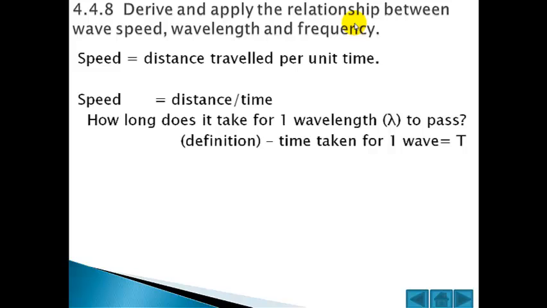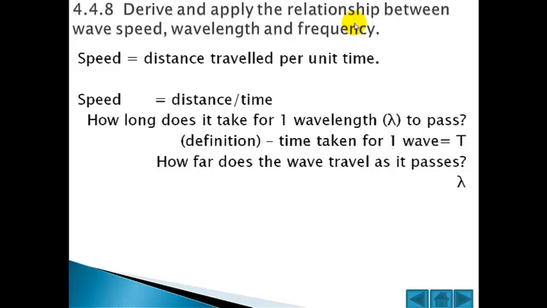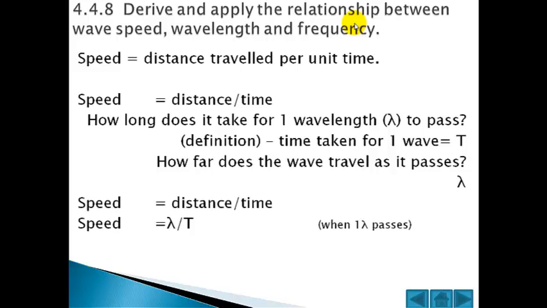And when one wave passes, how far has that wave gone? Well, basically, it's the wavelength. So the speed, which is the distance, which is the wavelength, divided by the time period, is going to look like this. Now we know that the time period T is equal to 1 over f.